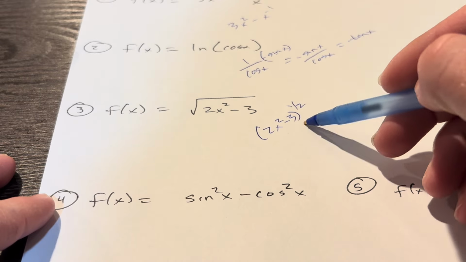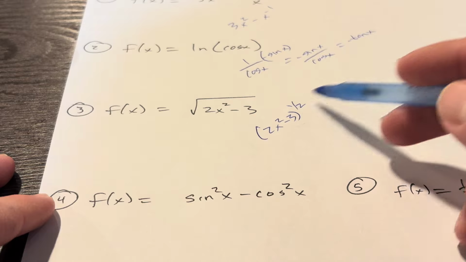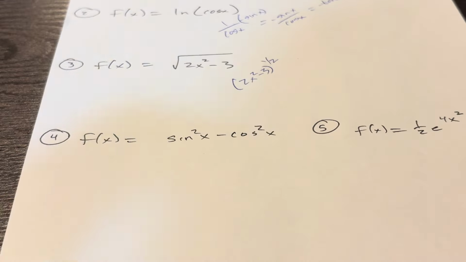Bring down the power, 1 power less. Take the derivative of that, clean it up, then take the derivative again. You can do it. Sine squared minus cosine squared. That's really nothing special. I mean, you could rewrite cosine squared as 1 minus sine squared and make everything in terms of sine if you wanted to, or do the same thing with cosine.